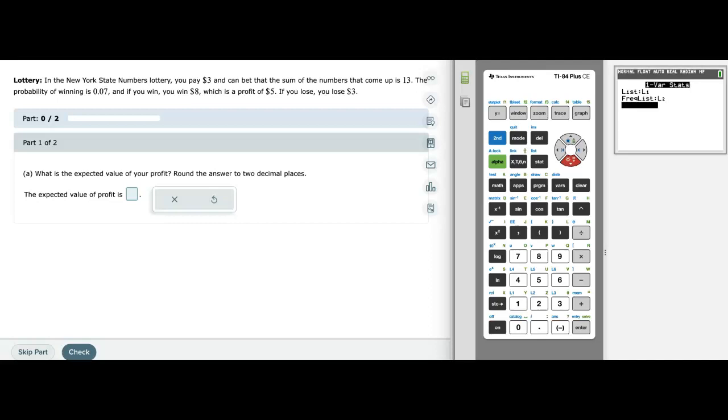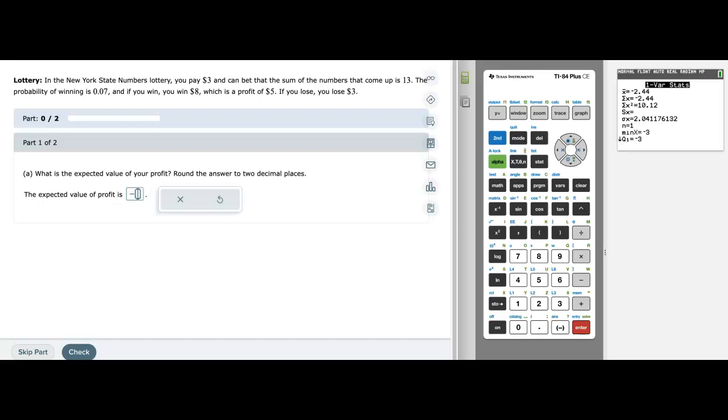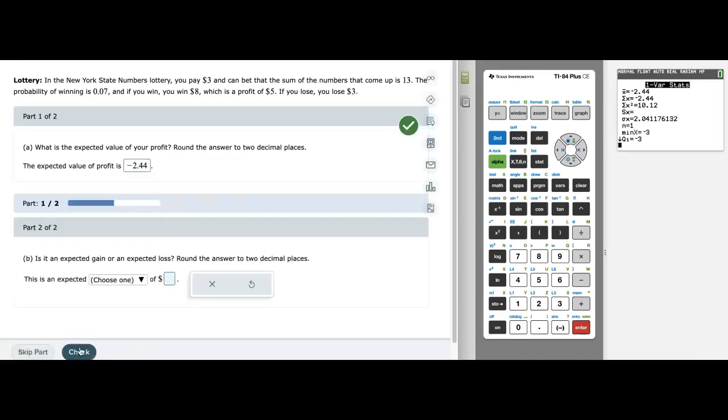But for those of us who have this set up, it's really nice and convenient. We can tell the calculator, yep, our main list is list 1, and our weights are in list 2. So we're just going to calculate, and we can see that the average, or the expectation in terms of the profit, is a loss of $2.44. And so we can go into Aleks right here and say the expected value of the profit is, let's put in negative 2.44 and check that. We get the green check.